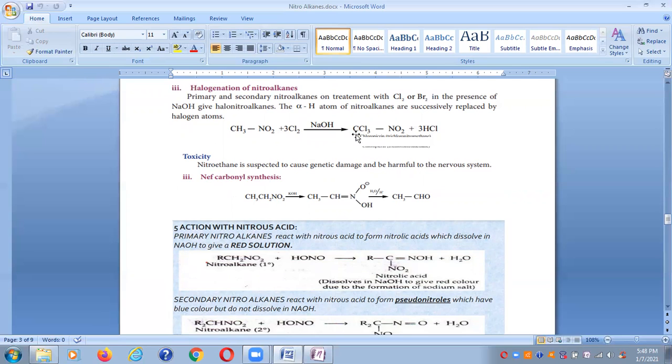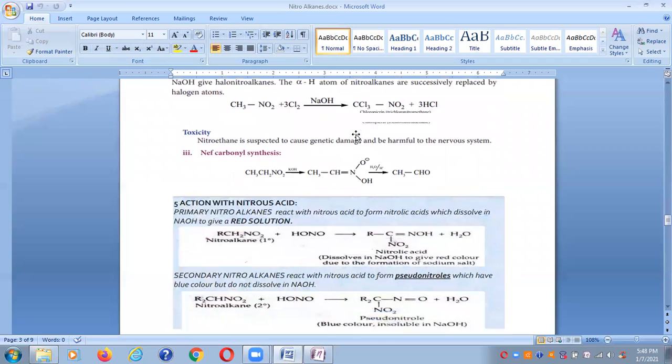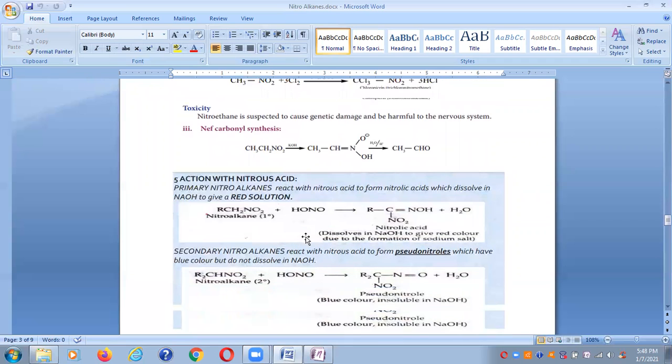its mixture. That means whenever a compound is handed over to us and someone asks us to identify whether it is a primary, secondary, or tertiary nitroalkane, how can we identify? By means of nitrous acid, HNO2.